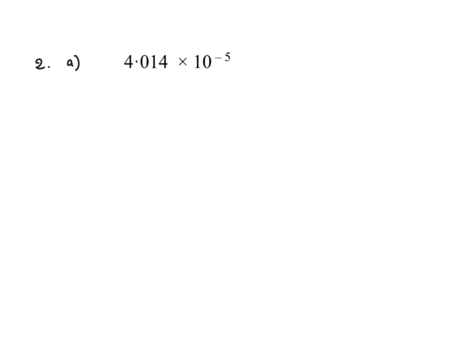Question 2, part A. Here we have a number in scientific notation and we want to write it in normal form. Well, what we're going to do is to put 5 zeros in front of the 4. So 1, 2, 3, 4, 5, 4, 0, 1, 4, and we'll put a dot after the first 0.